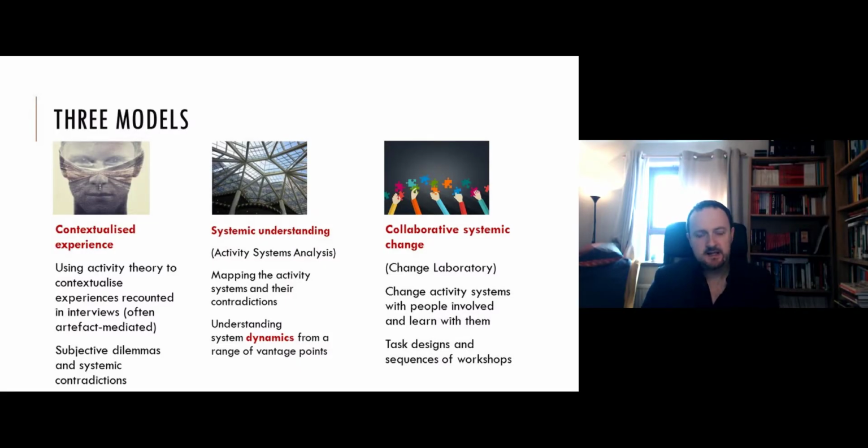So I would say, if you think about activity theory in the way that I discussed it in the previous video, you could immediately think of at least 3 different ways in which you might use it for research. And I've coined these 3 headings myself. I haven't taken them particularly from anywhere, but I've called one contextualized experience, one systemic understanding, and one collaborative systemic change. So let's just briefly discuss each of those, but actually it's the third one that I want to spend most of this presentation discussing.